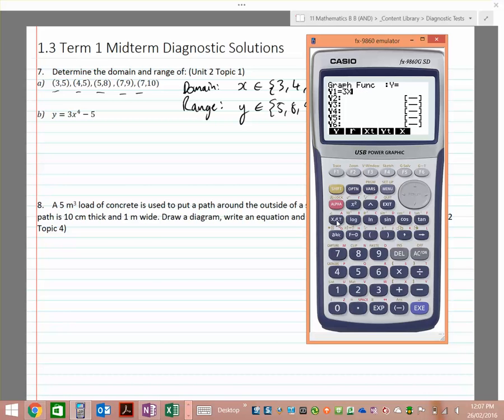So I'll type this in, 3x to the power 4 minus 5. I'll draw it. Yeah, that doesn't really help me out. I'll try zoom, auto. Yeah, it looks okay. I really am interested in what's happening around here though. So I'll zoom with a box and I can arrow across and make a little box around here. Press enter and it'll rezoom on that box.